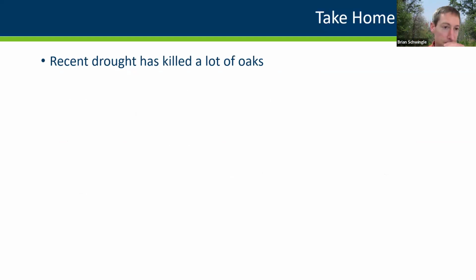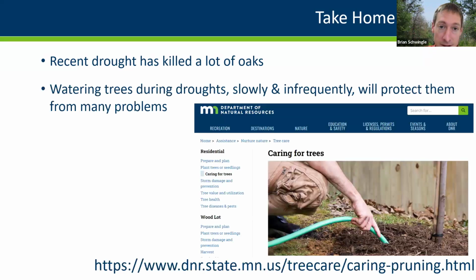Take home points. Back to the drought. It's killed trees over the last couple years, even in the metro. Going back to 2021, I started noticing shaded oaks in natural areas dying. They were dying from two-line chestnut borer, and two-line chestnut borer only is going to kill oaks that are really stressed. So there are a lot of oaks dying across Minnesota right now, really from drought.